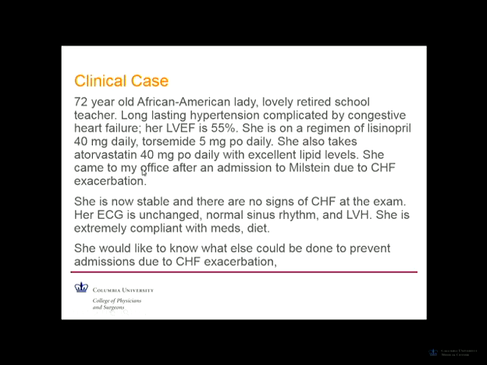So she had been admitted to Milstein due to CHF exacerbation. She came out, comes to my office within a week for a post-discharge evaluation, and she's doing all right. I don't find any CHF signs at the exam. Her EKG is perfectly fine. She's in normal sinus rhythm, and she's got the same LVH in the EKG she had before. And as usual, she's extremely compliant with medications and diet.